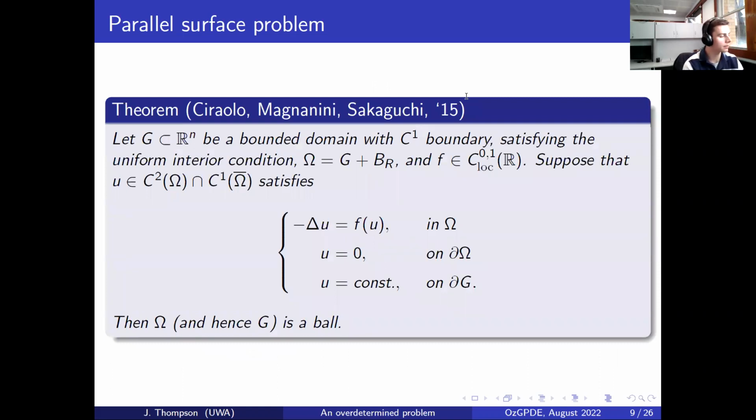So the theorem states that in this situation, omega has to be a ball, and hence G is also a ball because the boundary of G is parallel to the boundary of omega.